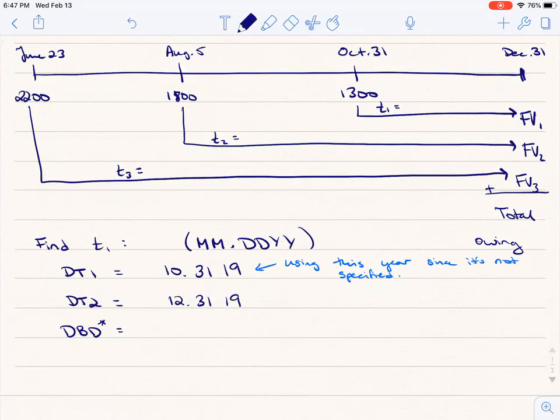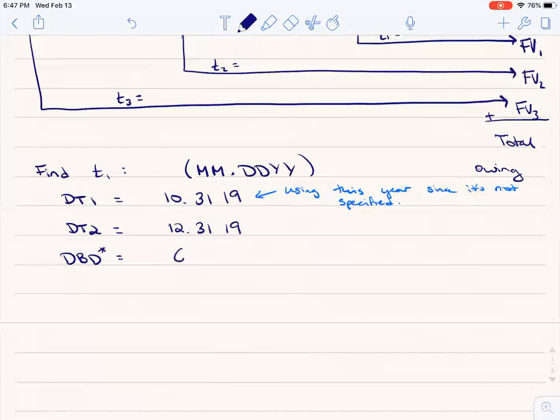So to use the days between dates on our calculator, just as a refresher, you're going to go to the second date function, which is the number 1 button, and then 10.3119, enter. Scroll down, 12.3119, enter. Scroll down, compute, right? Once you're on days between dates, hit the compute button, the CPT, and you should find 61 days.